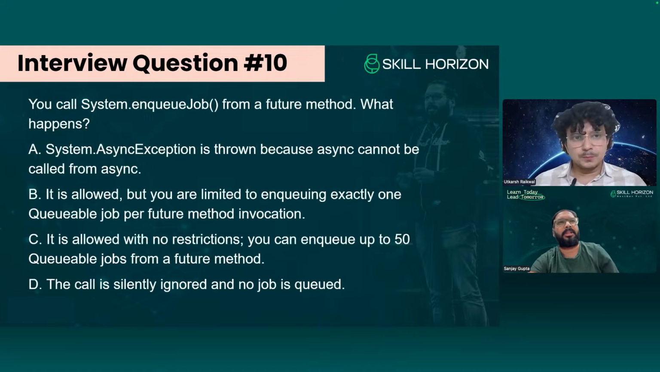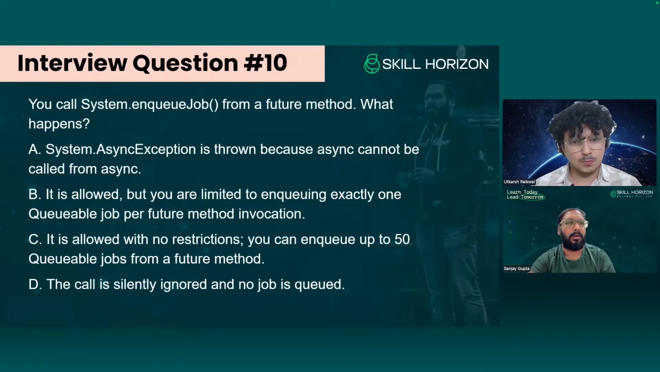Next question is number 10. You call System.enqueueJob from a future method. What happens? A, a System.AsyncException is thrown because async cannot be called from async. B, it is allowed, but you are limited to enqueuing exactly one queueable job per future method invocation. C, it is allowed with no restrictions. You can enqueue up to 50 queueable jobs from a future method. And D, the call is silently ignored and no job is enqueued.